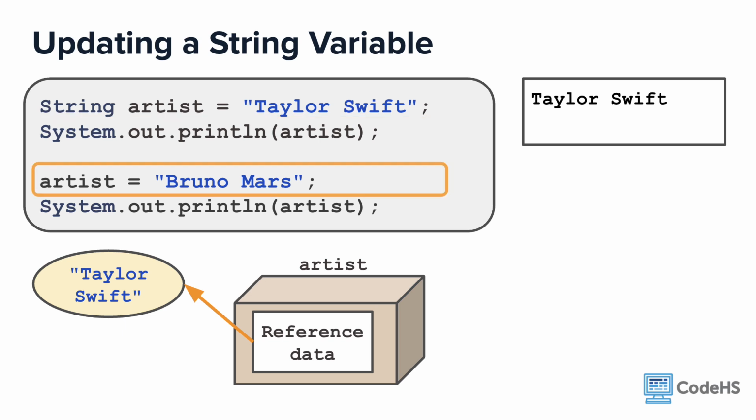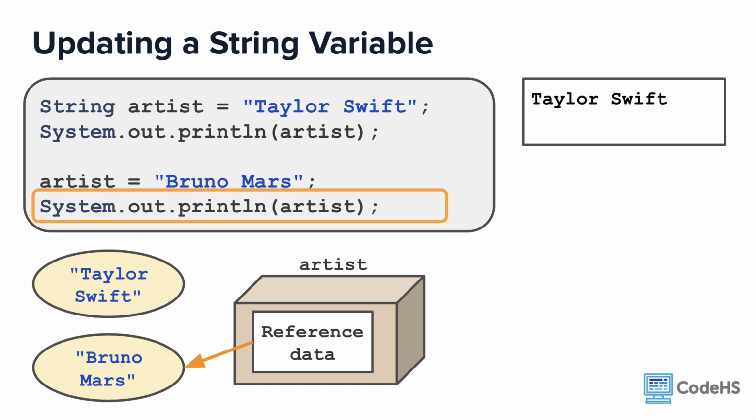The next line of code is where you update the string variable value. Here, you use the name of the variable, which in this program is artist, the equal sign, and the new string that you want to store, in this case, Bruno Mars. Behind the scenes, Java is actually creating a new string object for Bruno Mars and updating the reference data to point to the new string object. So now, when you print the value of artist to the console, you get Bruno Mars.